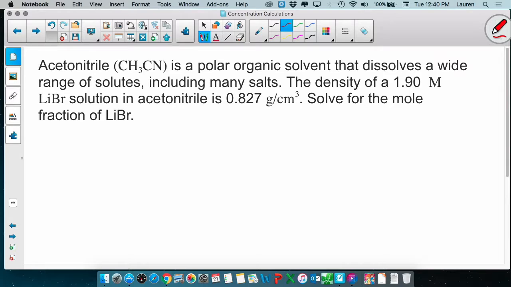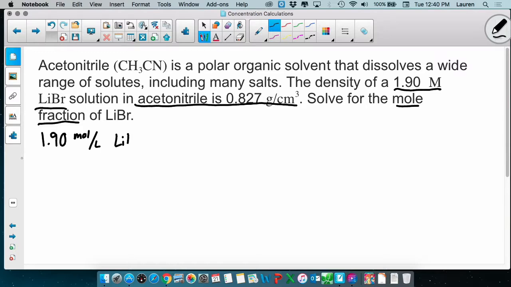Acetonitrile, which is CH3CN, is a polar organic solvent that dissolves a wide range of solutes, including many salts. The density of a 1.90 mole LiBr solution in acetonitrile is 0.827 grams per cubic centimeter. Solve for the mole fraction of LiBr. So let's write down what we know. We know our solution is 1.90 moles per liter of LiBr in acetonitrile.